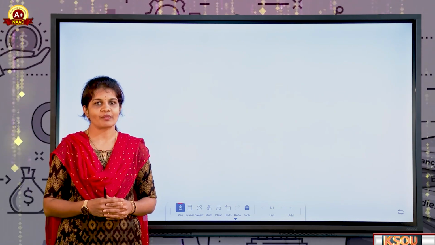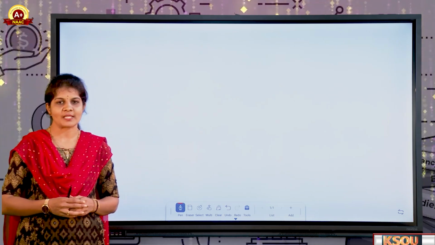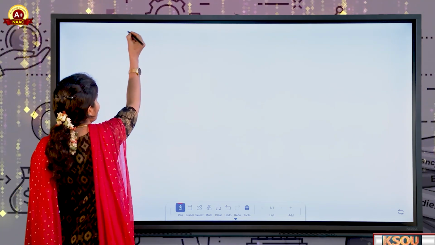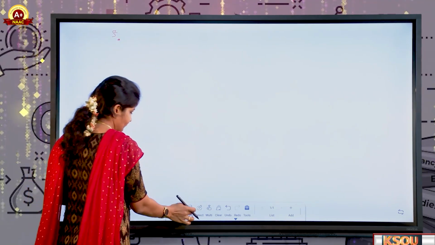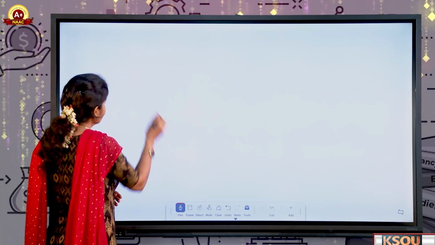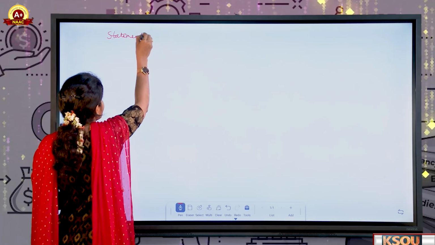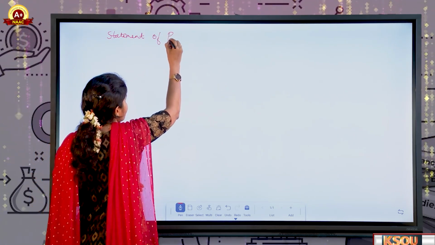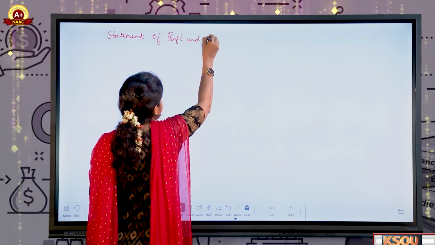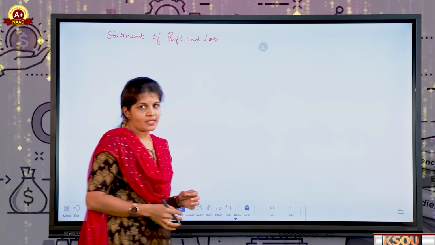Let us discuss the format, and also we'll solve some problems on preparing the profit and loss account, the profit and loss statement. As per the Companies Act of 2013, we prepare the statement of profit and loss.